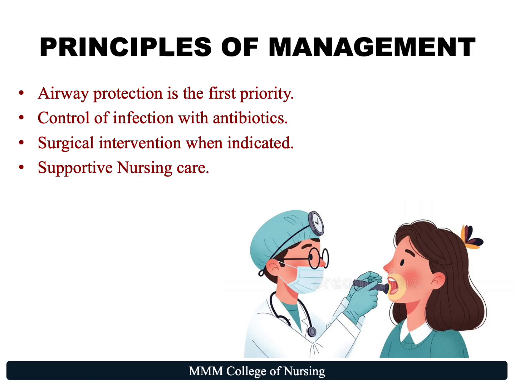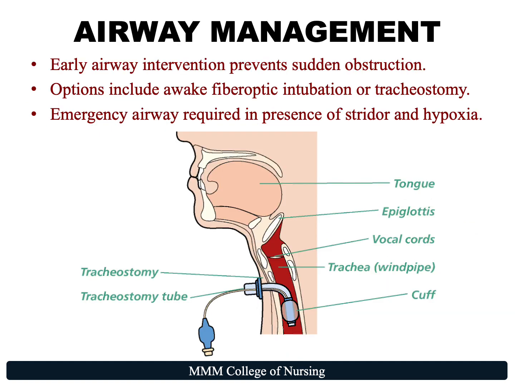Let's see the principles of management. Airway protection is the first priority, and control of infection with antibiotics. Surgical intervention when it's indicated. Supportive nursing care. With regard to airway management, early airway intervention prevents sudden obstruction, and the options include awake fiberoptic intubation or tracheostomy. An emergency airway is required in the presence of stridor and hypoxia.